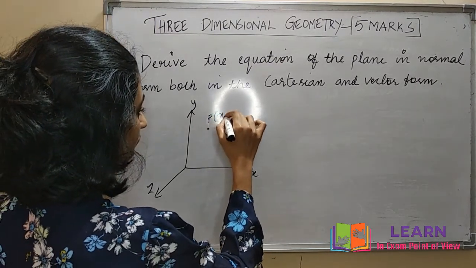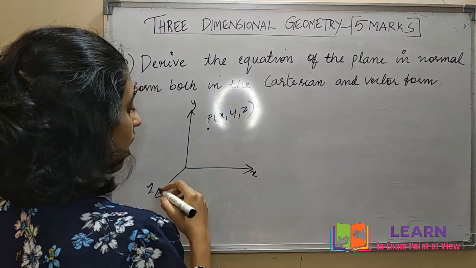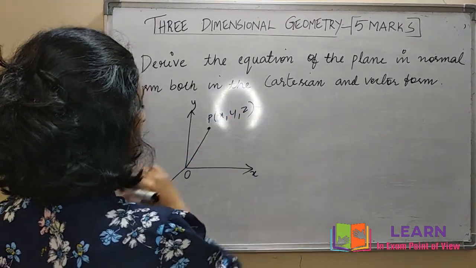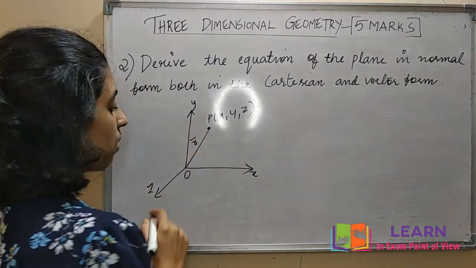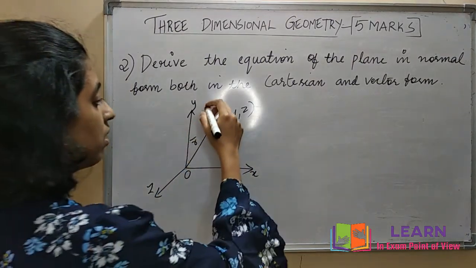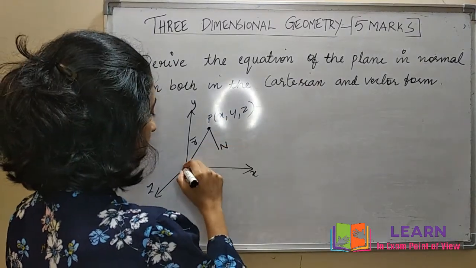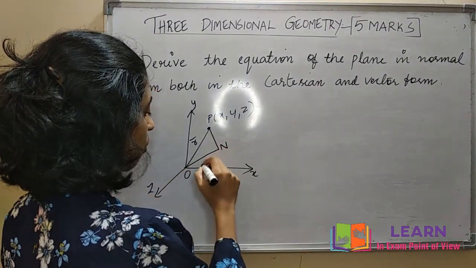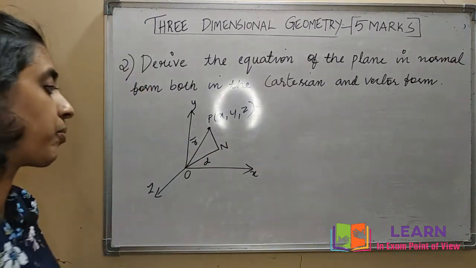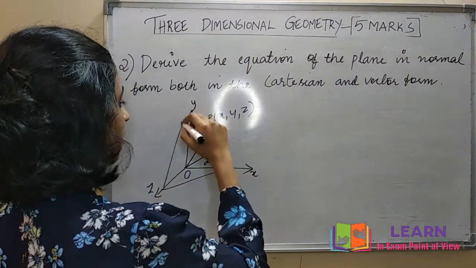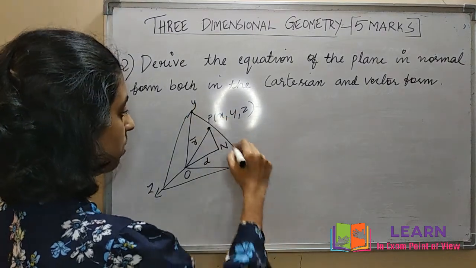Here there is a point P(x, y, z) in the plane. From the origin O you can connect to this point; let it be the position vector r. From O, draw a perpendicular to the plane, meeting it at N, and let this distance ON be d.